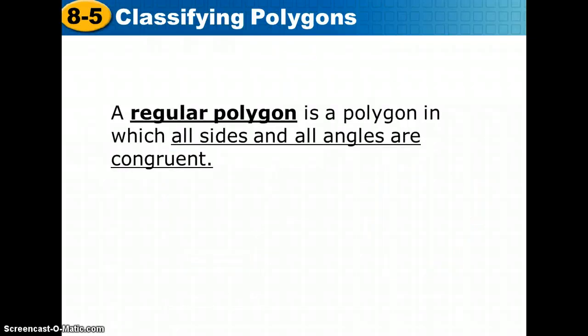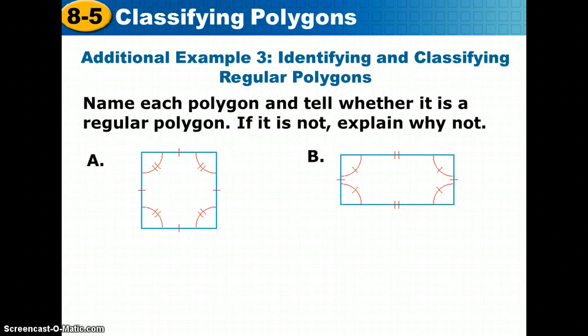A regular polygon is a polygon in which all sides and angles are congruent. And don't forget, congruent means exactly equal. So, tell us whether these are regular polygons. We know they're polygons, but let's see if they're regular.